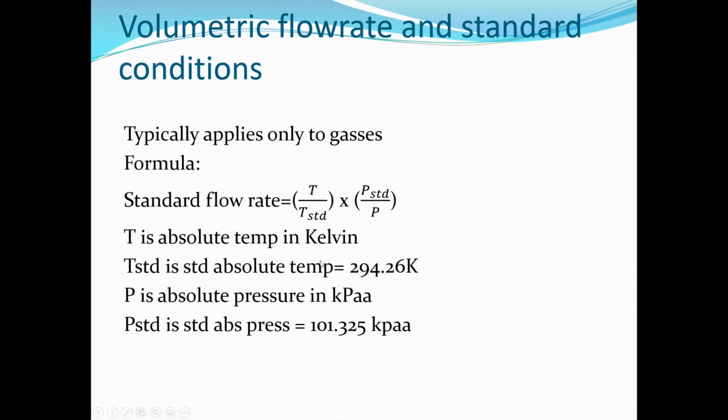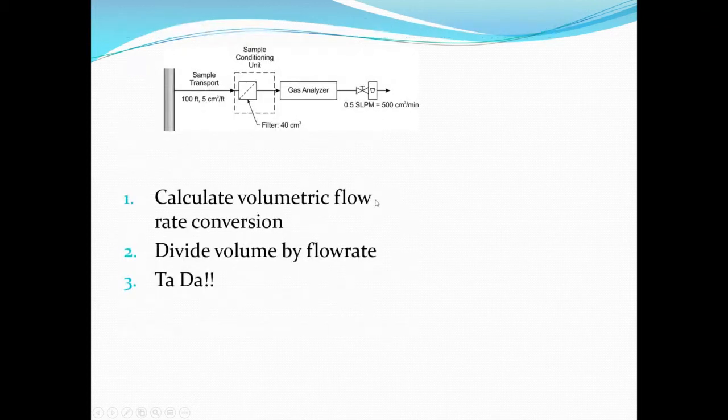Absolute pressure is 101.325 kPa. Again, don't get too hung up on this. There'll be one example that you will have to use this conversion for in the ILM. So the first thing we have to do is calculate that volumetric flow rate conversion. I'm not doing any fancy math for you here, but again, taking into consideration the temperatures and pressures that are relevant at the time of your calculation and getting the volumetric flow rate figured out, and then figuring out what our volume is here.